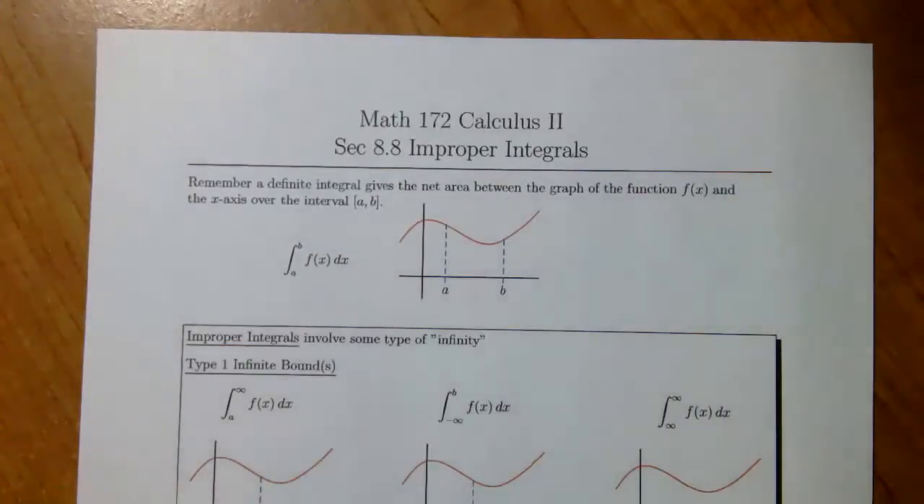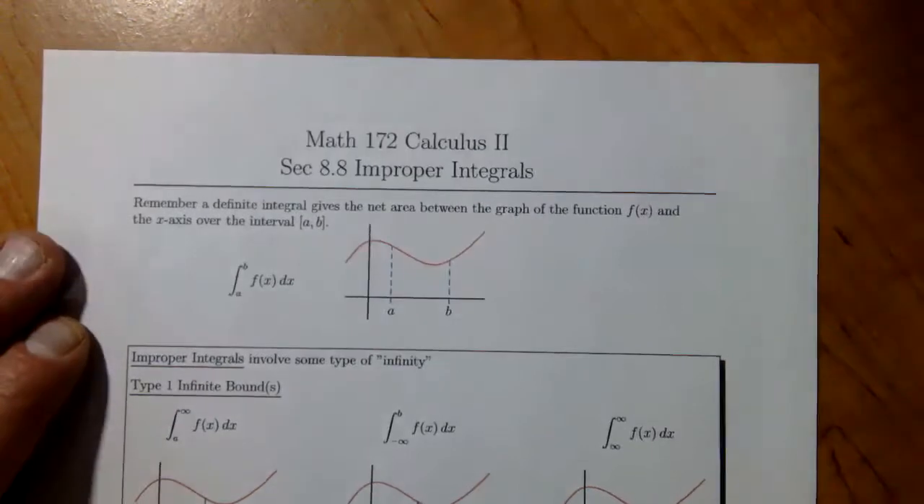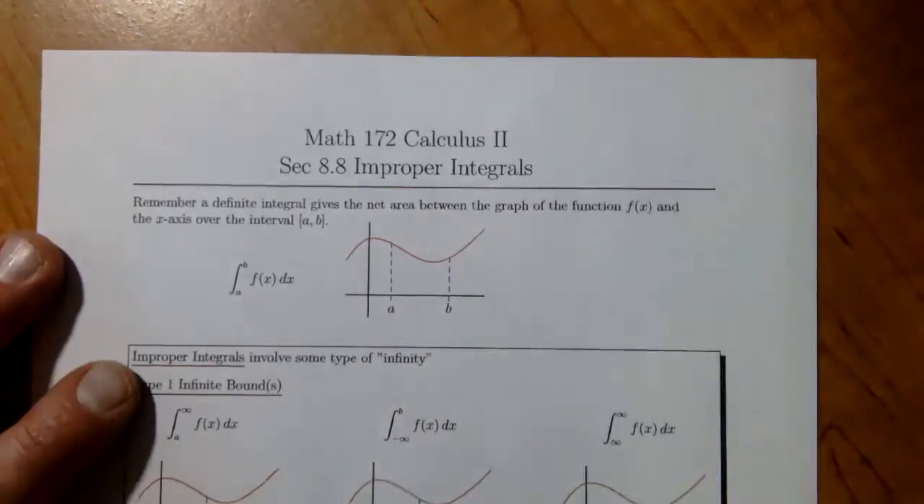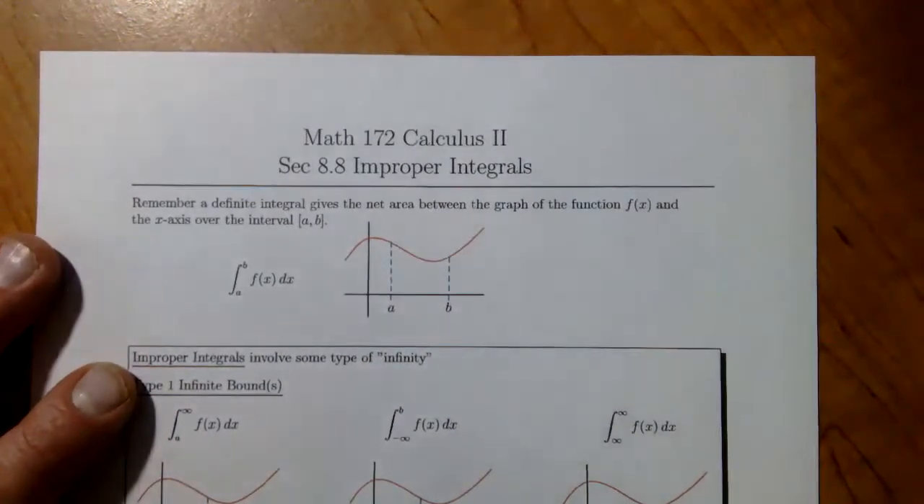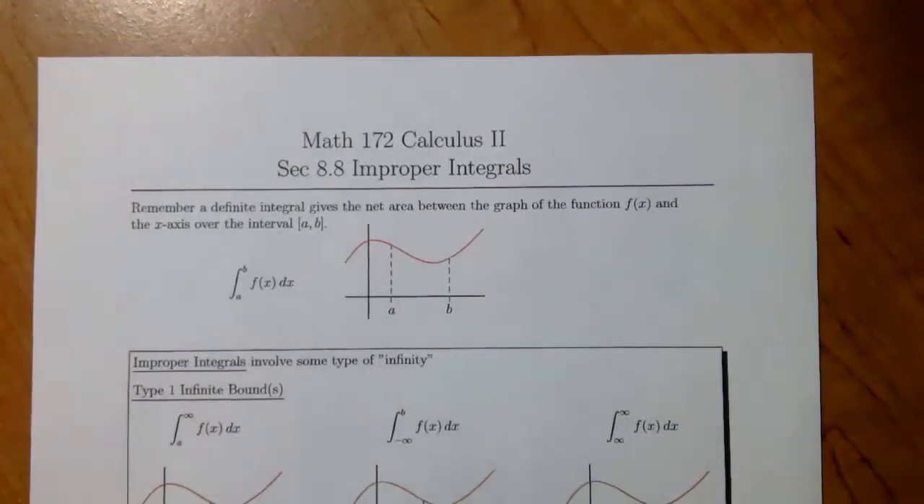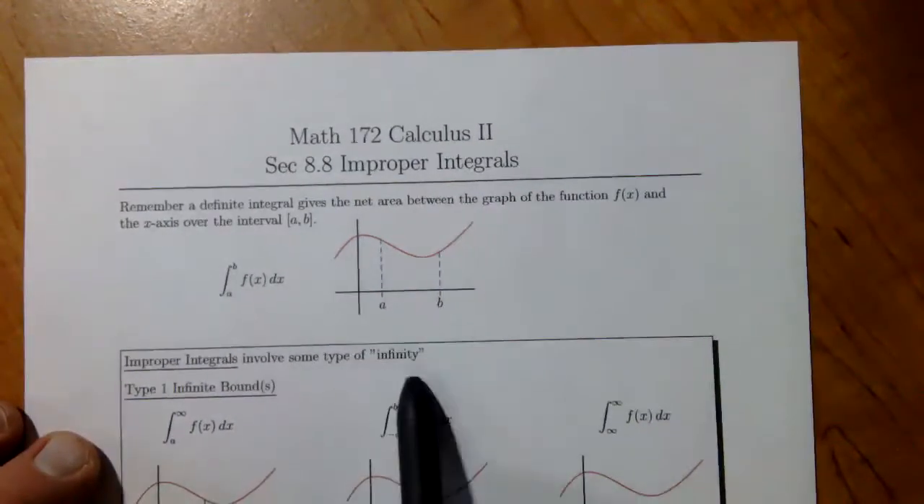All right, so the last section here in this chapter 8, section 8.8, is all about what's called improper integrals. I kind of prefaced this in the last video about L'Hopital's rule. I always wondered where they got that name, improper. What's improper about them? But whatever. Improper integrals, the short version, involve some type of infinity.